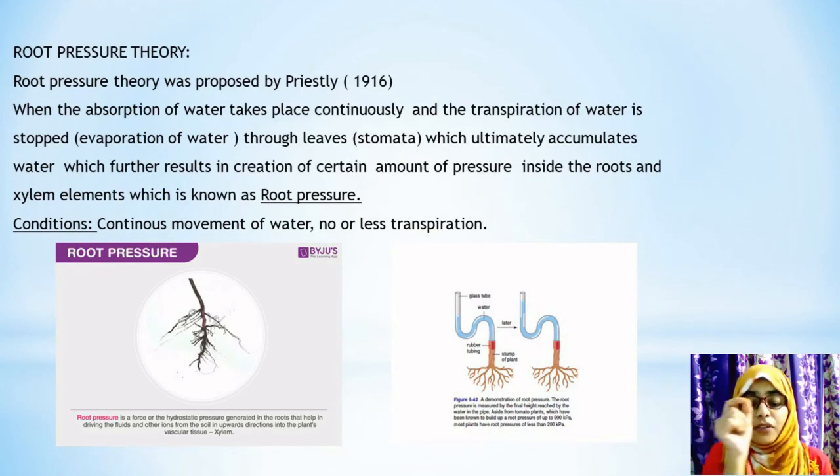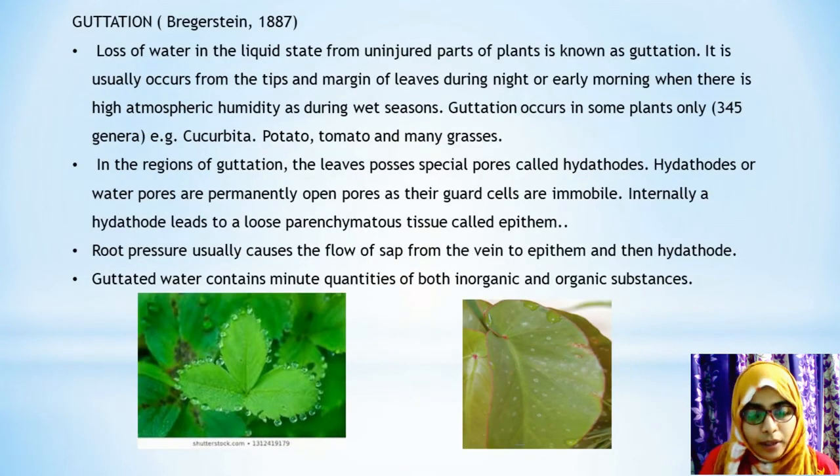You have a certain number of pores or holes, called hydathodes or water pores, through which water evaporates in the form of water vapor or certain droplets. Water gets accumulated in the leaves in the form of water vapors through these hydathodes. Loss of water in the liquid state from uninjured parts of the plants is known as guttation. It usually occurs from the tips of margins of leaves during night time or early mornings.